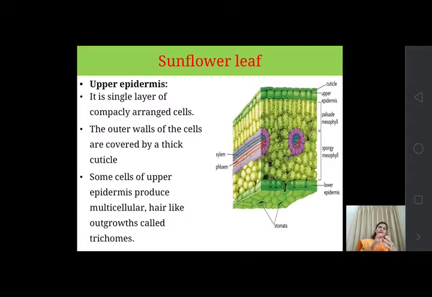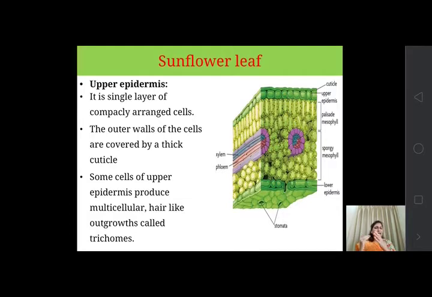So this is the upper epidermis. As you can see in the figure, there are two epidermis, the uppermost layer, that is the upper epidermis, and the lower, that is the lower epidermis. Now you have to concentrate only on the upper epidermis. The upper epidermis is a single layer of compactly arranged cells.